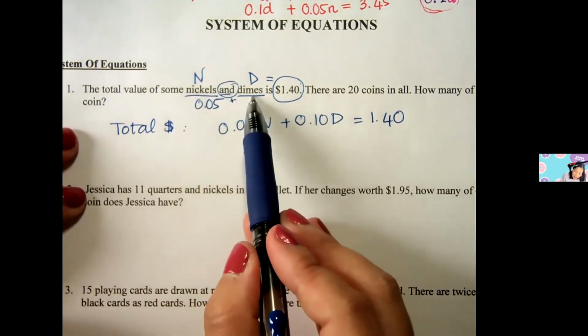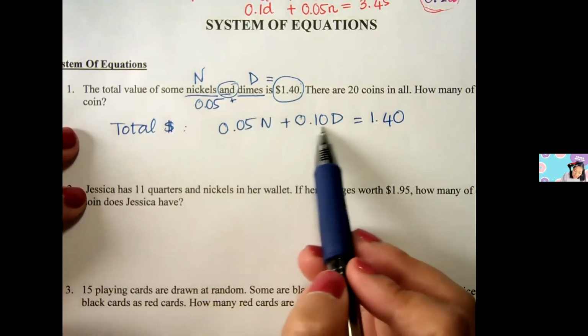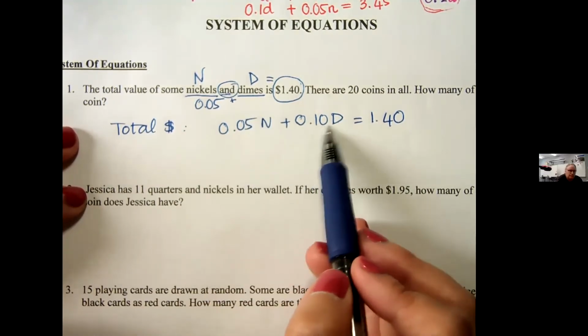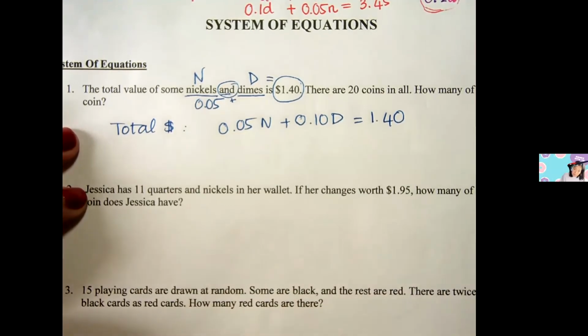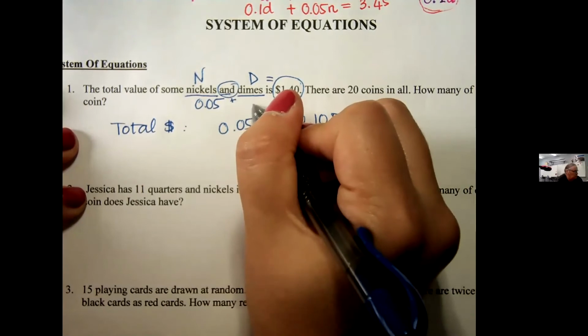And this one, you said earlier, you said 0.10 for dime, right? Yes. What does the 0.10 represent right here? One tenth of $1. So 0.10 of the dollars, right?